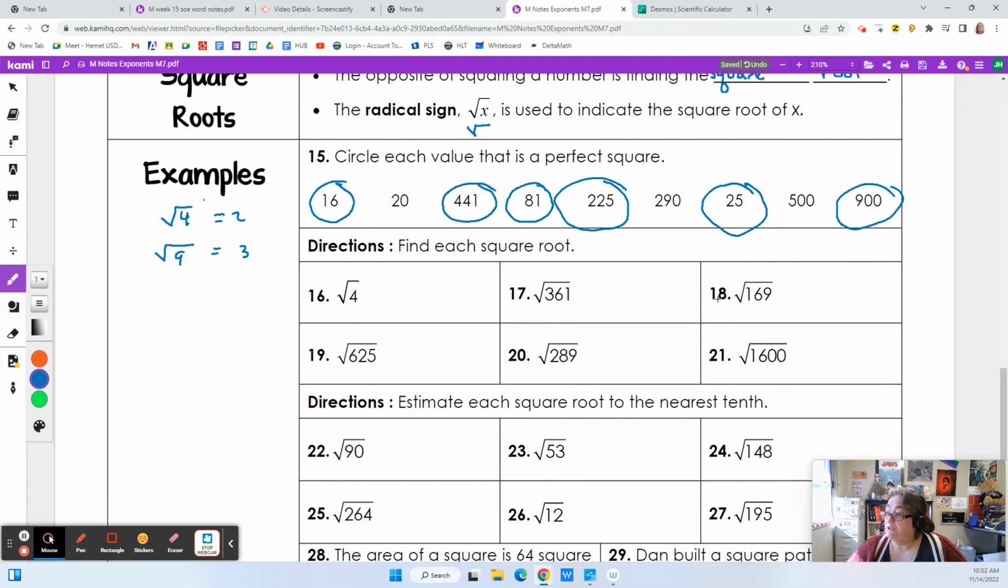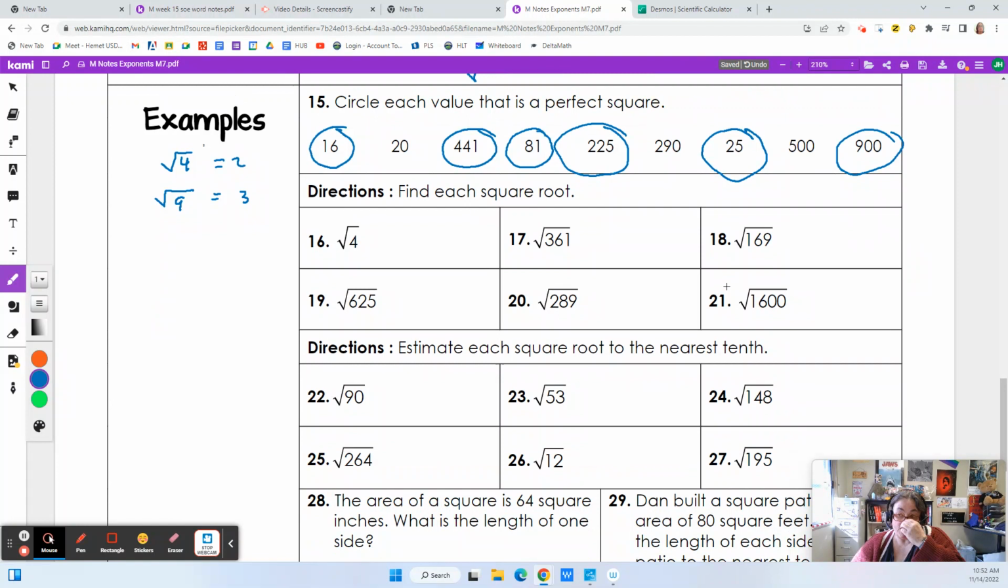So when we're looking for the square roots, we're looking for numbers that are these perfect squares underneath that little symbol that we call the radical, right? And we know that 4 is a perfect square, right? Because 2 times 2 equals 4. So the square root of 4 is 2, right? 361, is that a perfect square? I don't know. What would it be?